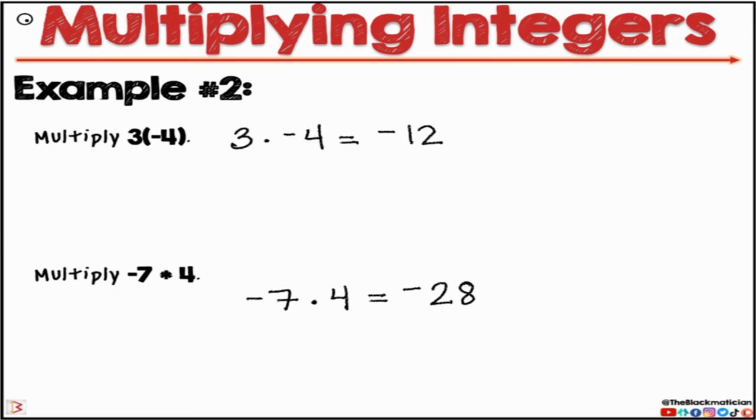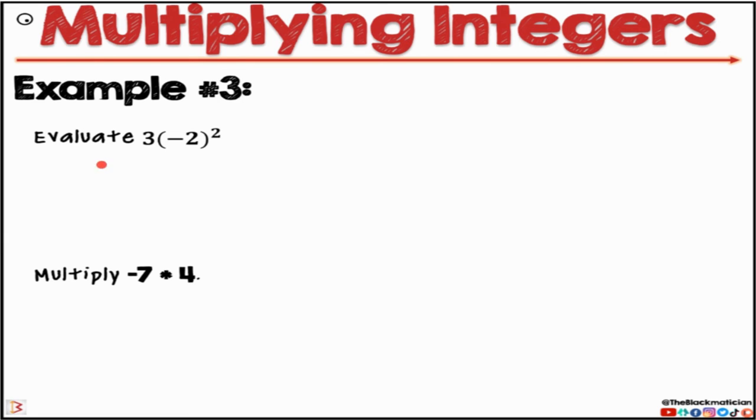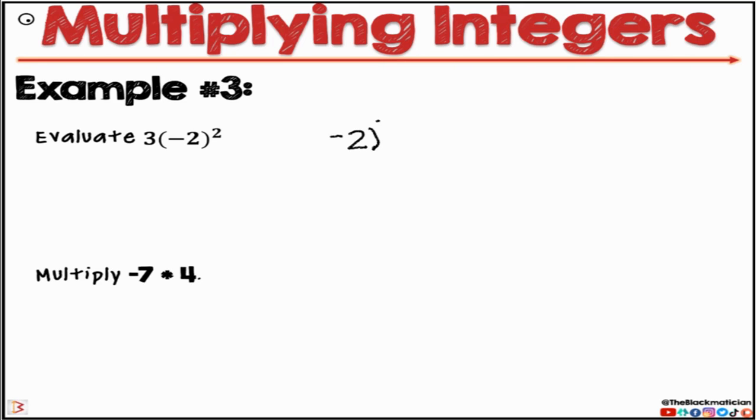Let's do another example. Example number 3. Evaluate 3 times negative 2 squared. Okay, the first thing I want to do is deal with this negative 2 squared part of the question. So I'm just going to break that out over here, and we're going to work on it separately. Negative 2 squared. Now, when you see a question like this, you have to know what the exponent means. The exponent means I'm going to take negative 2 and multiply it by itself twice.